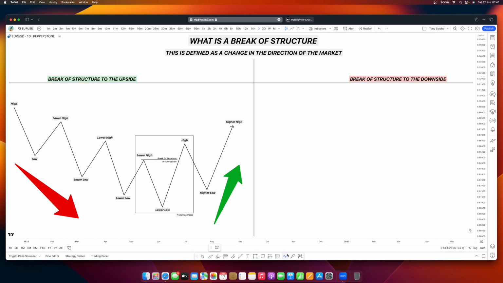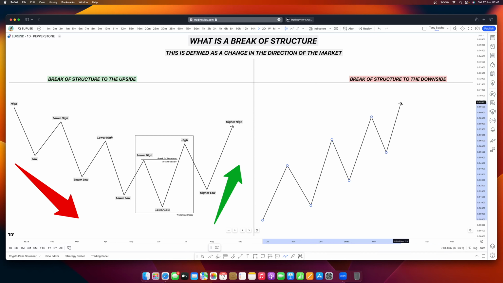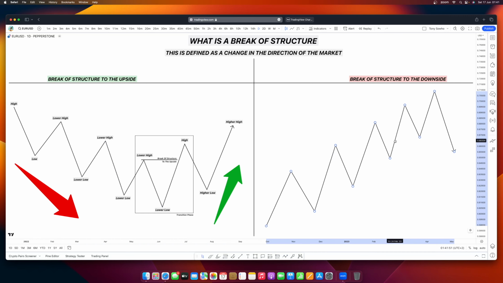So we can make use of this tool and we can see price started from this low. So we had this high, right? Then we had this higher low, then we had this higher high, then we have this higher low, then we have this higher high, higher low, higher high. Yes, then we have this low, this high, and then price broke the structure to the downside. So we can have something like this.